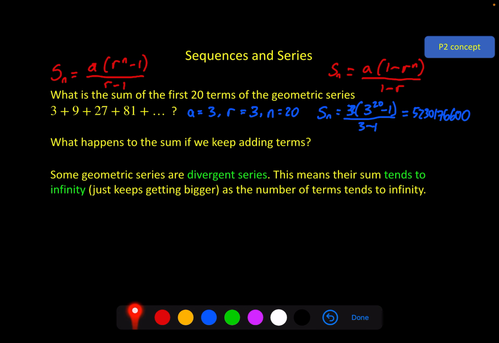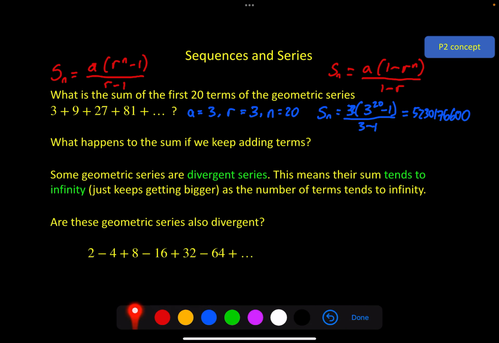And then we read it like this phrase in green here. Their sum tends to infinity. That means it just keeps getting bigger as the number of terms tends to infinity. So the more terms I add, the bigger the sum gets. This is true for all arithmetic series and for some geometric series, but it's not true for all geometric series, and they're the ones that we're going to be interested in a few minutes' time.